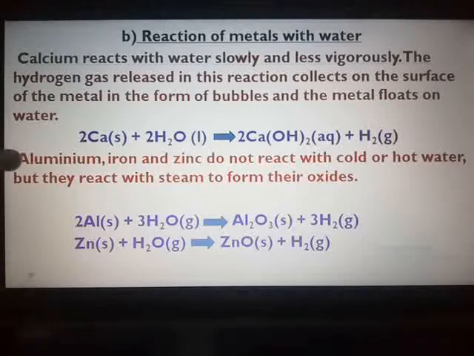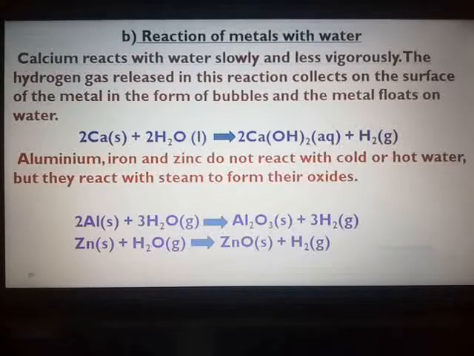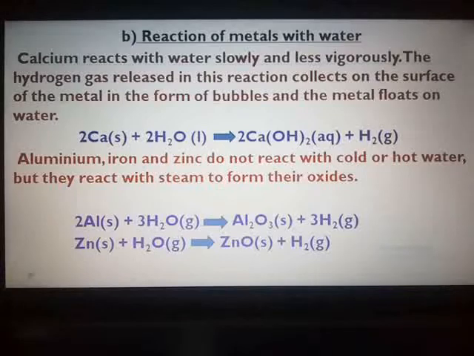Next is about the other metals like aluminium, iron, zinc. A very important characteristic here is they do not react with cold or hot water. Instead, they are found to react with steam to form their oxides. And you can see the reaction of aluminium and zinc with water. These were the topics which we had seen last time.